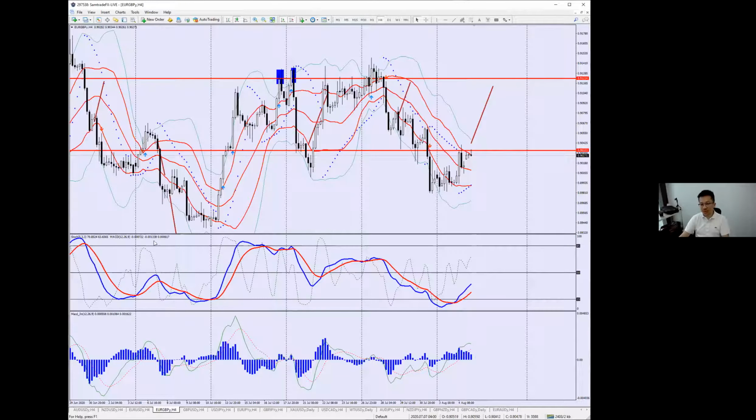Any questions so far? If you have any questions, please put it in the chat. I think the guys are typing out the summaries and all the analysis there as well. So that's the pound US dollar and the euro pound. Just wanted to do a quick recap on the other currency pairs that we've been looking at.